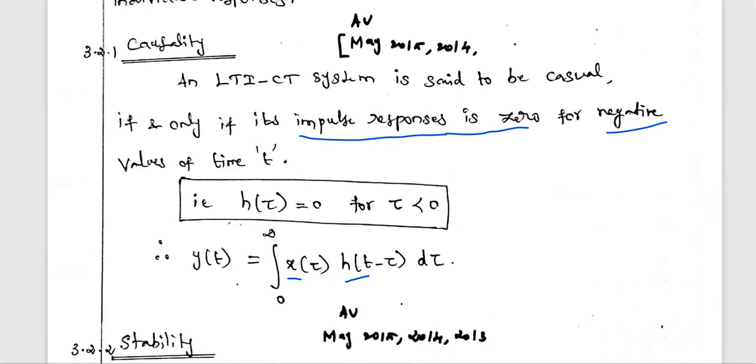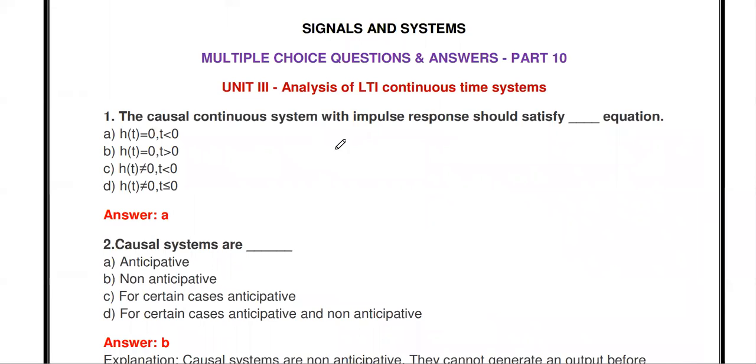Now we will see the multiple choice questions and answers from causality and stability of the system. First question: the causal continuous time system with impulse response should satisfy which equation? The first choice, h of t equal to 0 for t less than 0. H of t equal to 0 for t greater than 0. H of t not equal to 0 for t less than 0, and another one. The first choice is the correct answer.